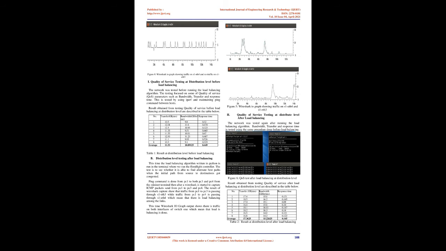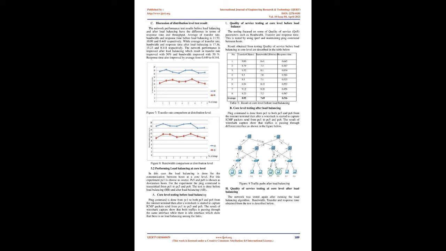5 Simulation result. 5.1 Performing load balancing at distribution level. In this case the load balancing is done for the communication between hosts at a distribution level. The load balancing can run between any hosts in the defined network. For this experiment PC1 is chosen as source, and PC3 and PC4 are chosen as destination hosts. The ping command is transmitted from PC1 to PC3 and PC4.